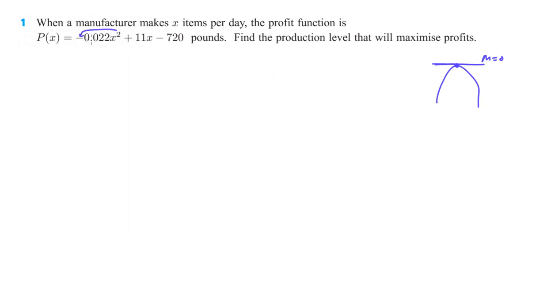So if we do the derivative here, p prime of x is negative 0.044x, that's x to the first, plus 11. Subtract 1 from the exponent and that's gone, and that term is gone too. So we can take that and set it equal to 0.